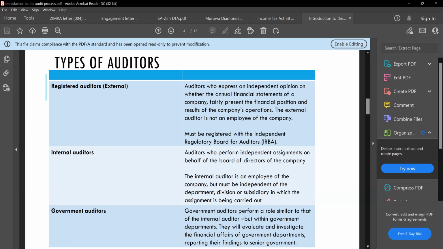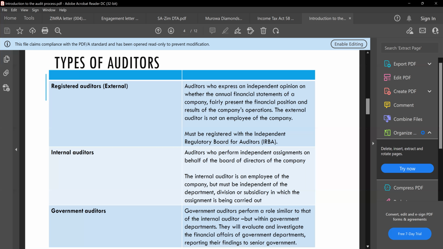The external auditor is not an employee of the company. The external auditor must be registered with the independent regulatory board for auditors, which is called the IRBA, and they also need to be registered with SICA.